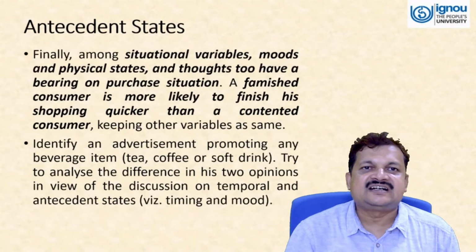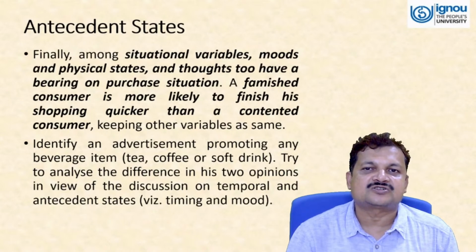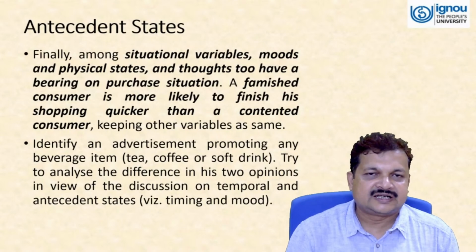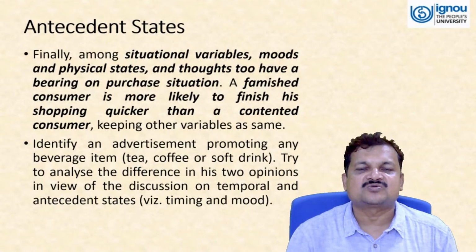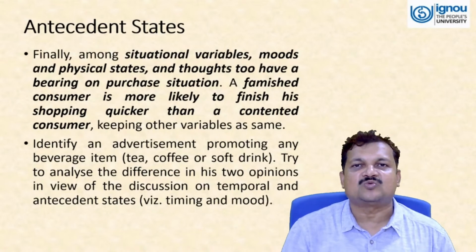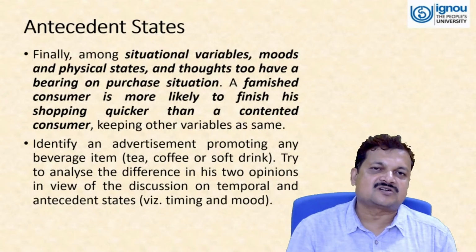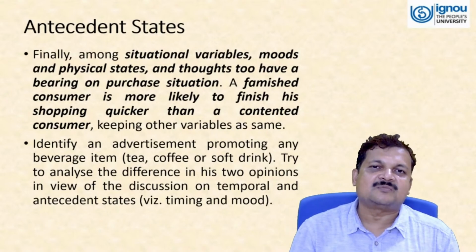Now, antecedent states. What are antecedent states? Among the situational variables, moods, physical states and thoughts have a bearing on a purchase situation. A famished consumer is more likely to finish his shopping quicker than a contented consumer. So it depends on what kind of customers we are. Some customers are eager to purchase, some are not willing to purchase. We can categorize them as lavish purchase customers or miser customers.